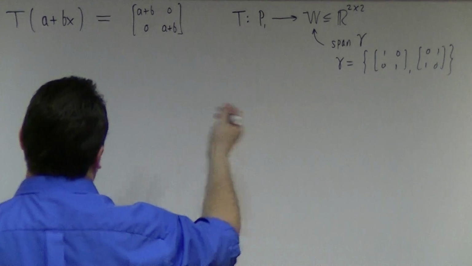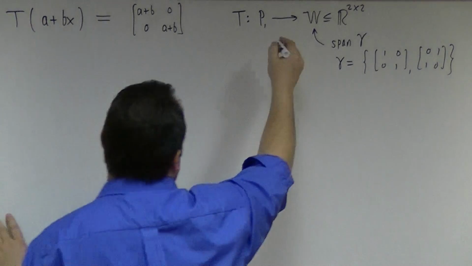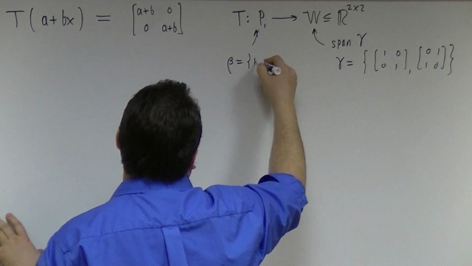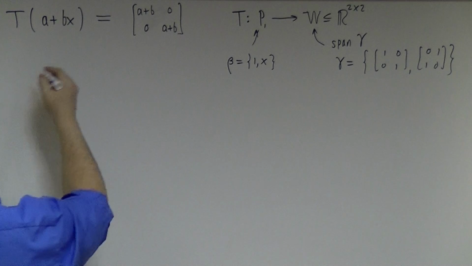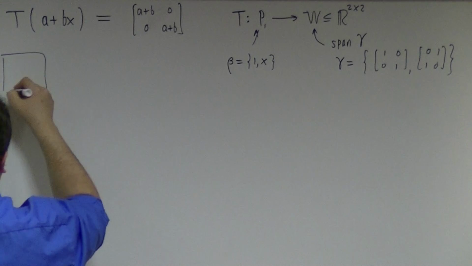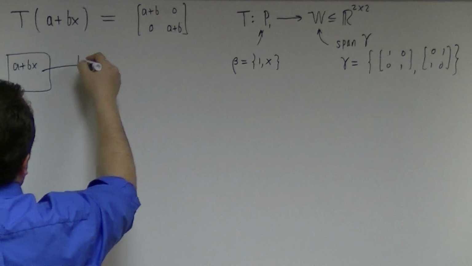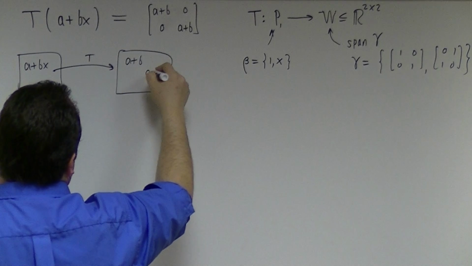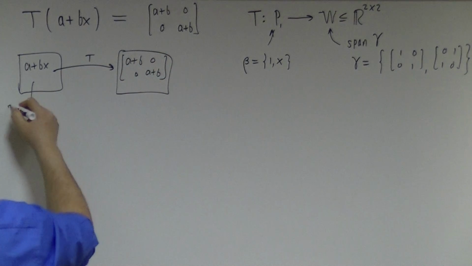So first of all, what's the matrix of T? I need to give a choice of basis over here. Let's say beta is equal to 1, x, which is a good choice of basis for P1. So I do my usual thing, A plus bx. The T mapping takes it over to A plus B, 0, 0, A plus B.